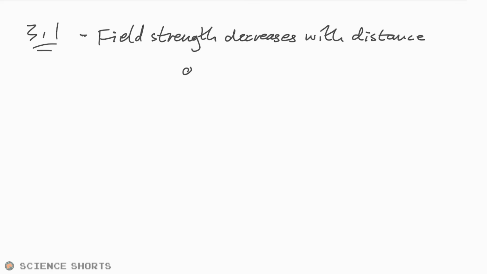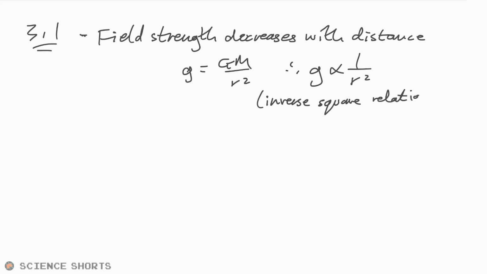Okay, moving on. 3.1. Two properties of a radial gravitational field. The field becomes weaker, or we can say field strength decreases with distance. And because we know g is equal to GM over r squared, we can say that g is inversely proportional to r squared, so an inverse square relationship. And also, unlike electric fields, it's always attractive. Or is that just because we haven't found negative gravity yet? Ooh, controversial. I don't know.